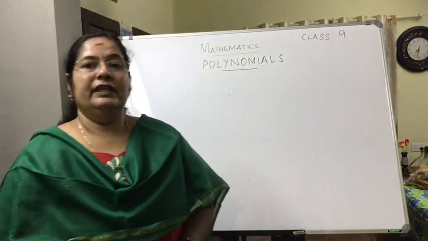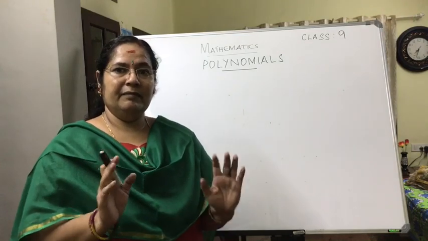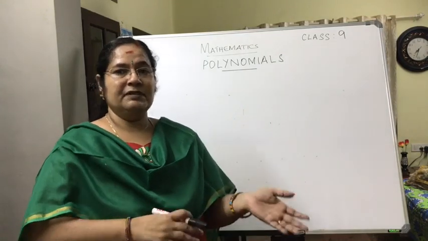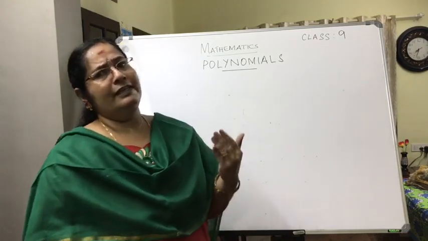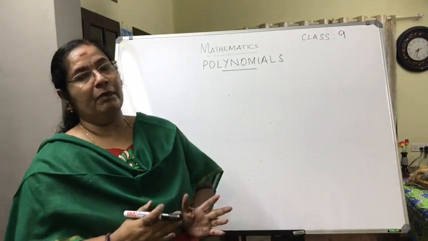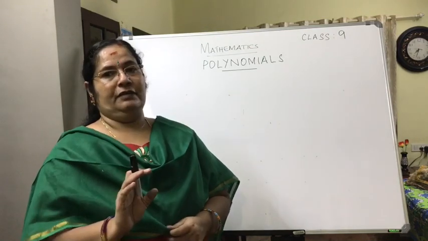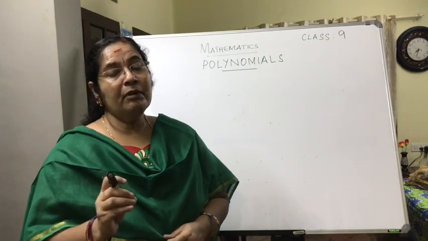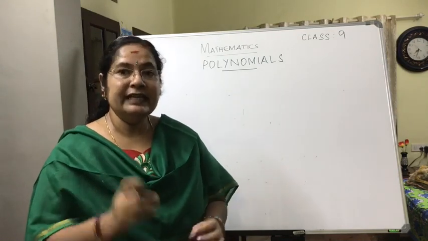Now coming to the terms. We have seen that expressions are made up of terms. Terms put together will give expressions. Polynomials are also expressions, so they are also made up of terms. Based on the number of terms, the polynomial will be given some specific names.